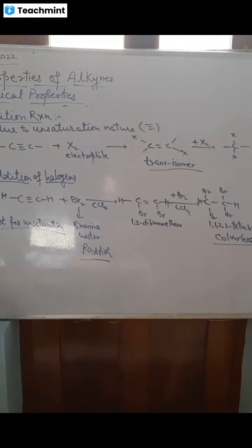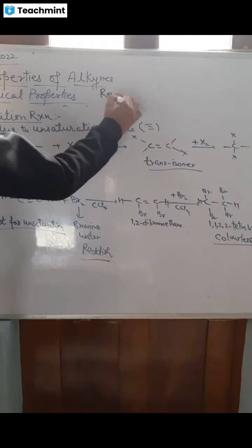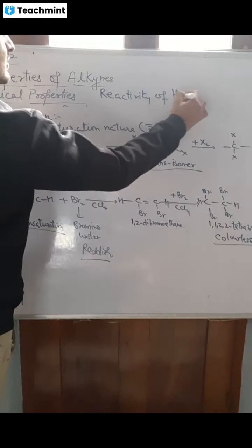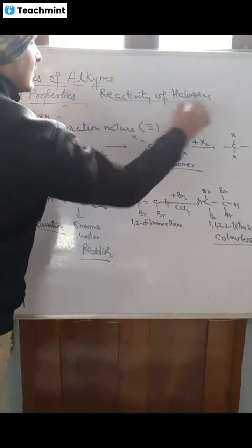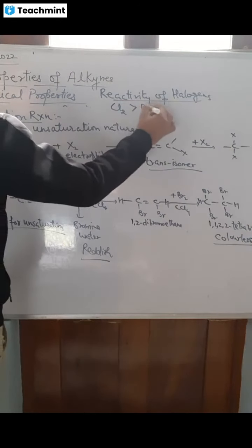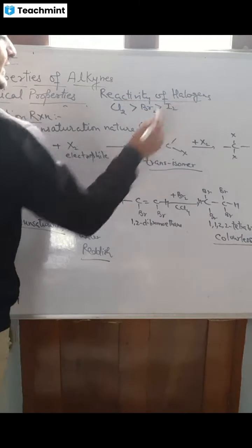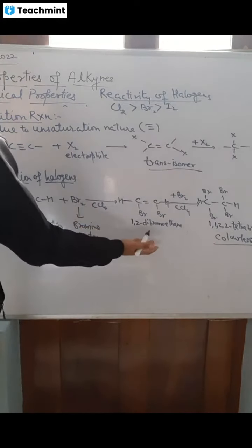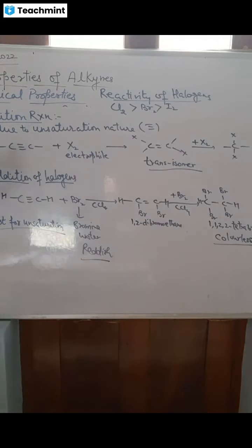Now, the reactivity order of halogens towards alkynes: the most reactive is chlorine, then bromine, and then iodine. Iodine also forms only the alkene, the addition of one molecule forms only the alkene. So the addition of iodine towards alkynes is a slow reaction.